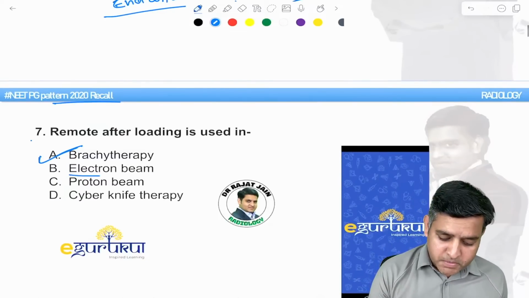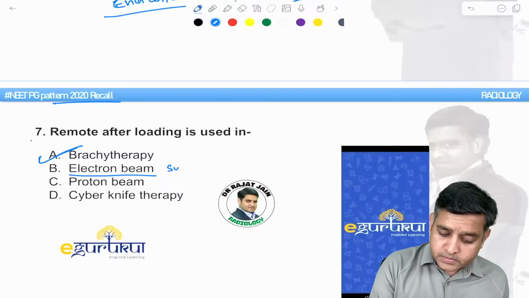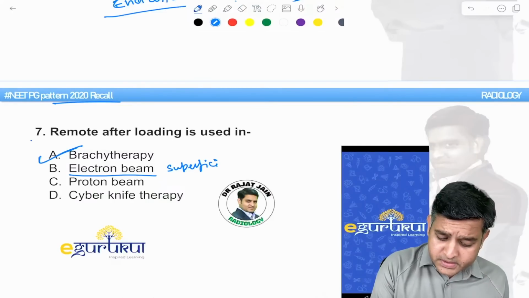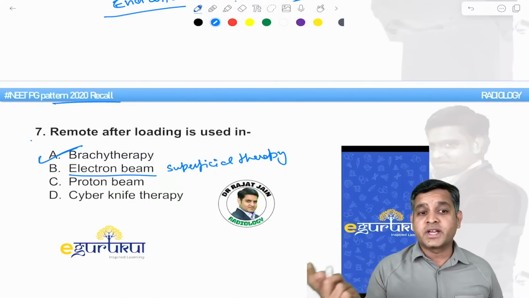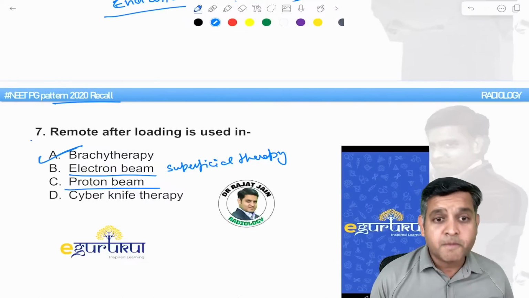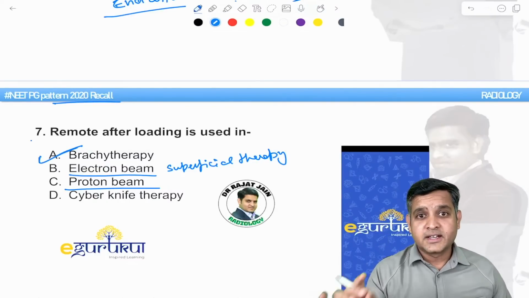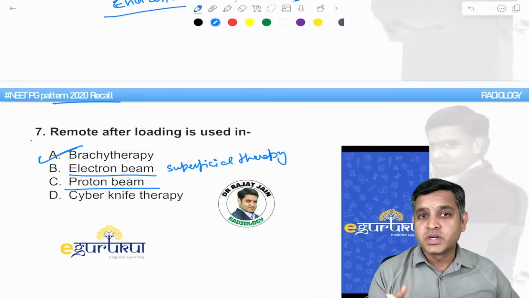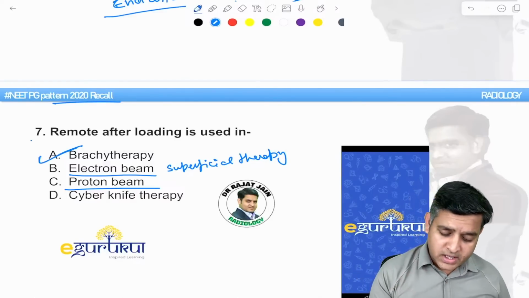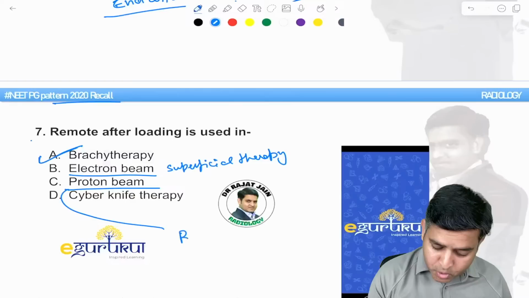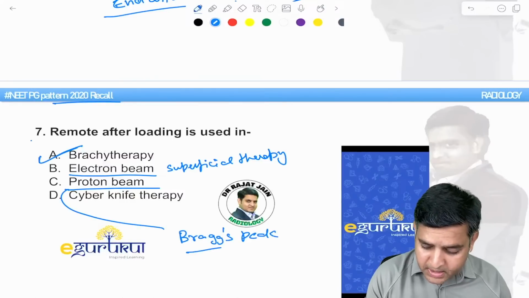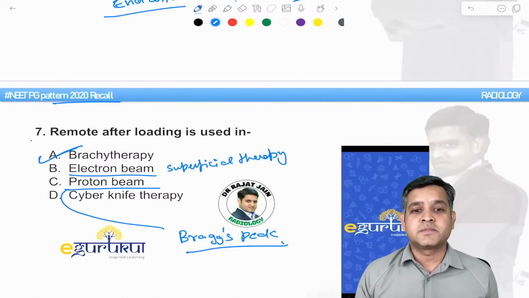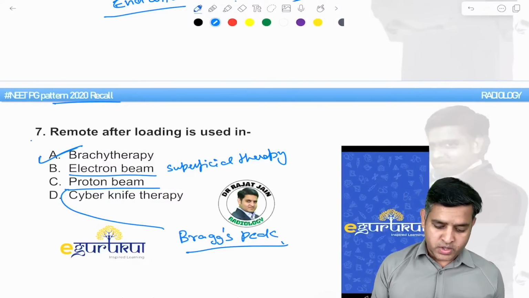Okay. Electron beam is used for superficial therapies like intraoperative radiotherapy or cutaneous T-cell lymphoma. Proton beam kills the deep cell without damaging the normal surrounding tissue, and proton beam utilizes the Bragg peak concept. Okay.